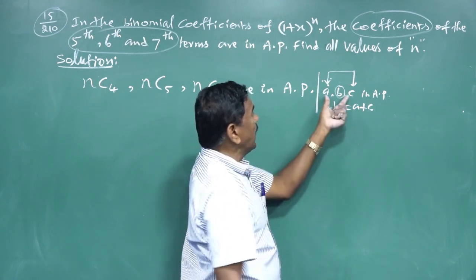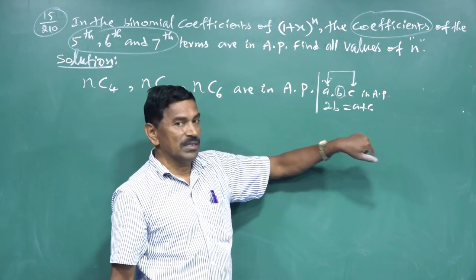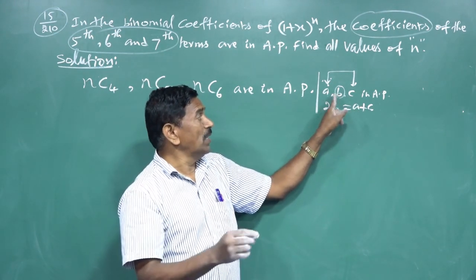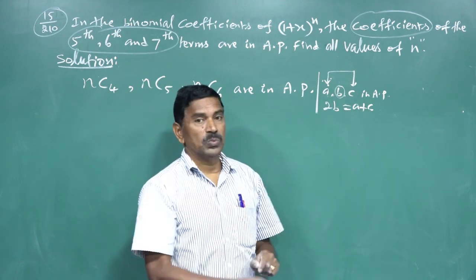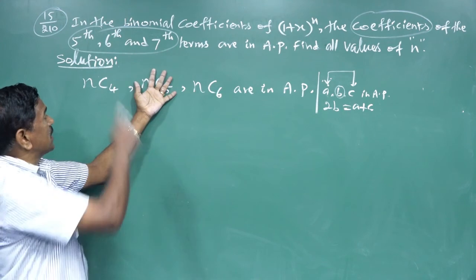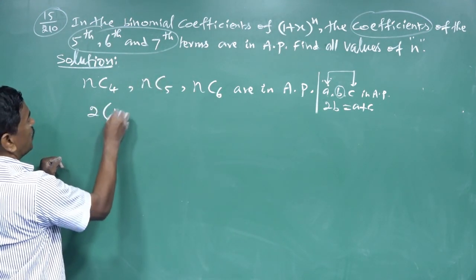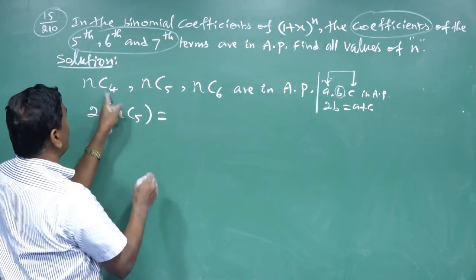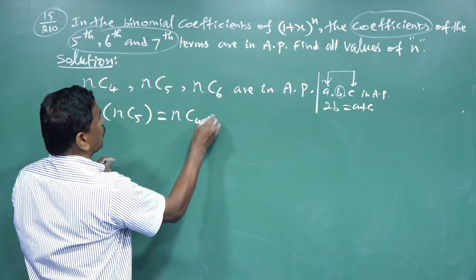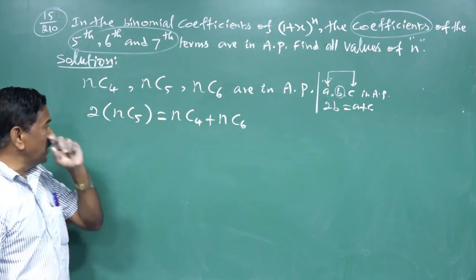Okay, if the 3 numbers are in AP, then twice of center is equal to the sum of first and last. Otherwise, this 2 goes to the right and becomes divided: center equals the sum of first and last divided by 2. That is the formula. So twice of center equals the sum of first and last. Yes, start your answer. Twice of nC5 is equal to the sum of first and last, which means nC4 plus nC6. That's all. Hereafter, simplification yourself.